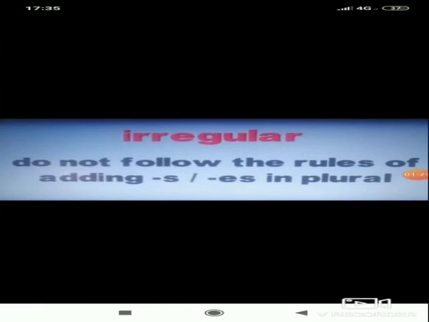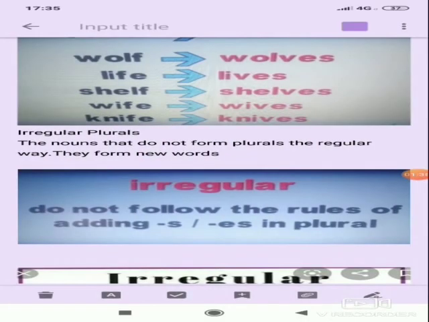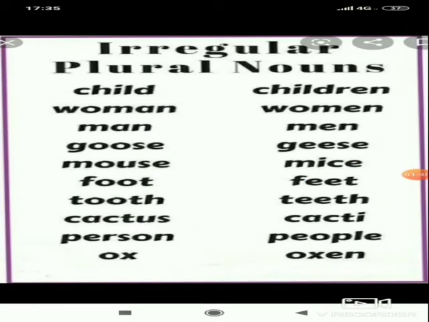So now what are irregular plurals? Irregular plurals are the ones which do not follow the rule of adding S or ES in the plural form. Irregular plurals have their own plural forms. They make a new word. That is why they are known as irregular plurals. Like for example, the first one, child.